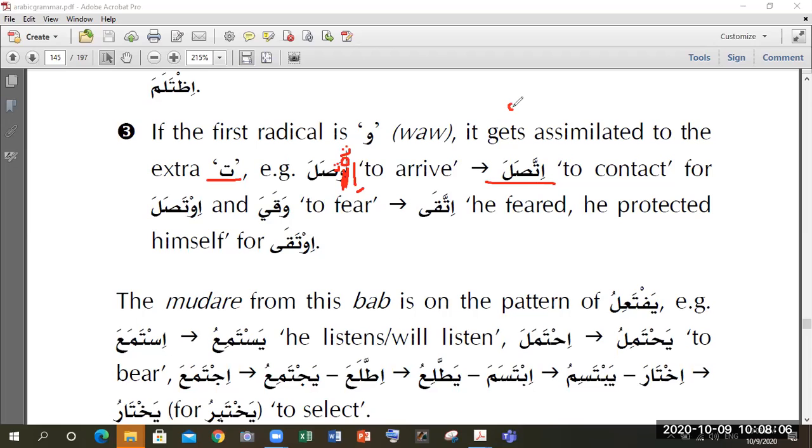Somewhere a ta should be added, somewhere a ta should be removed. Here it is added. In the previous two cases, it was removed.